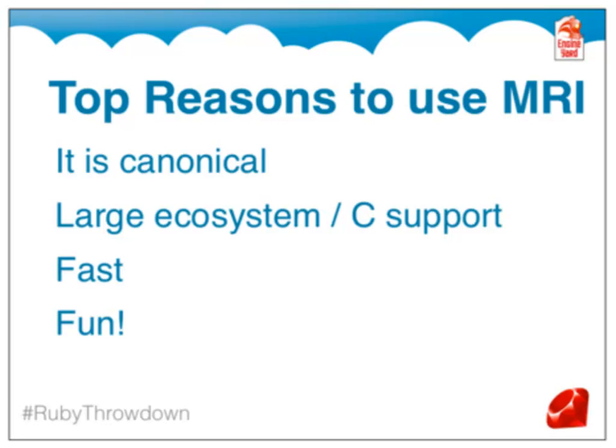So what I want to do now is to give everyone a chance to summarize, to state their case for the people who've been scratching their heads. Aaron? Top reasons you should use MRI. It is canonical. It is the reference implementation. It defines how all of the other implementations work. There's a large ecosystem around it. It is fast and fun to play with. And most importantly, if you're using OS X, you don't have to do anything to install it. It is just there. What about the new OS X? It is still just there. Unfortunately, it's 1.8.7, which is lame. I don't know why they did that, but whatever.